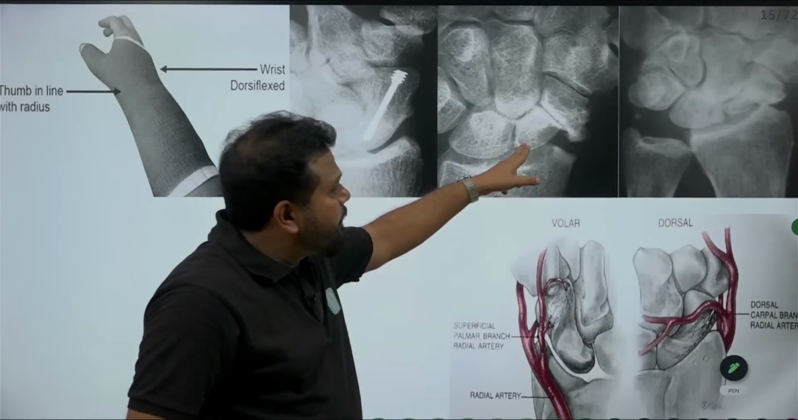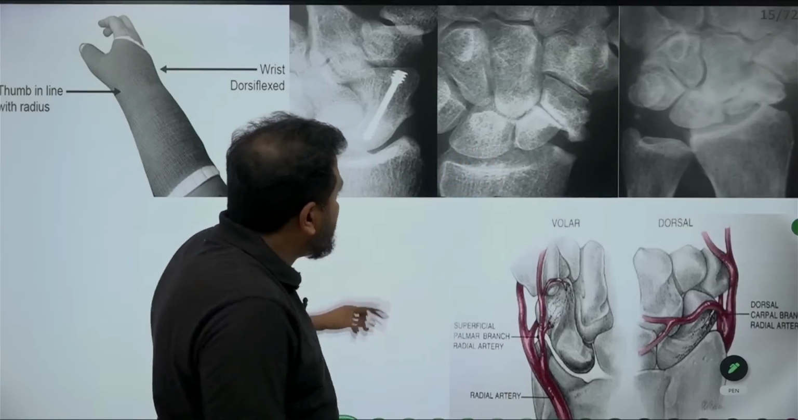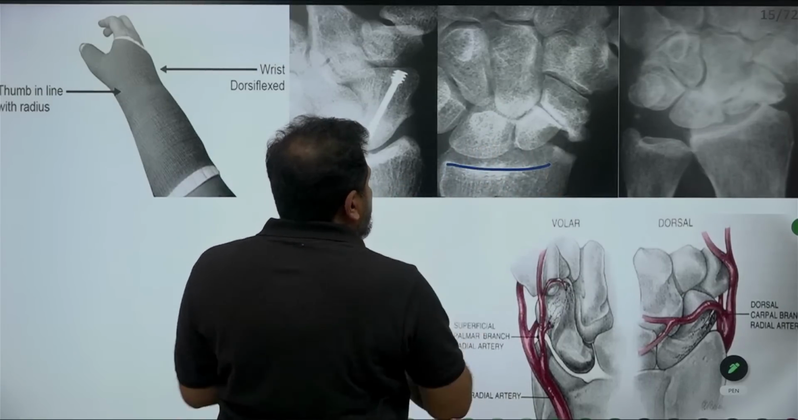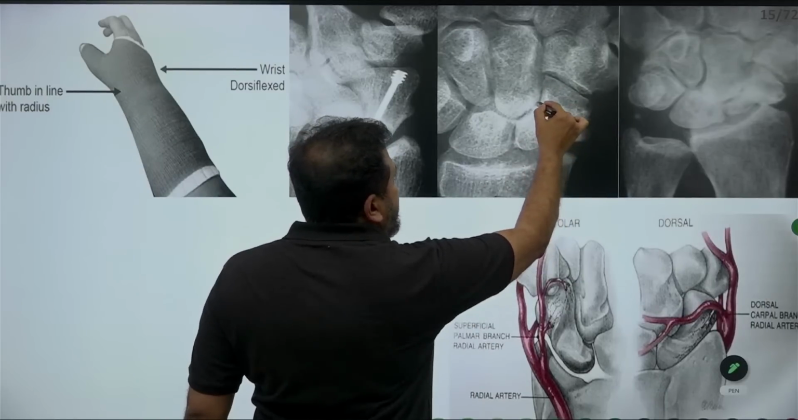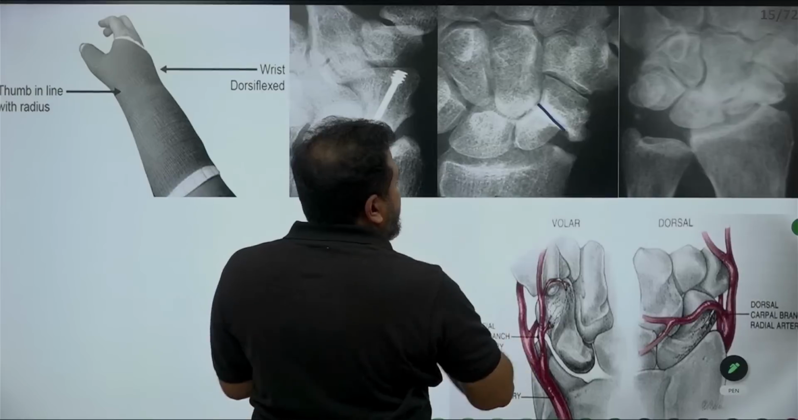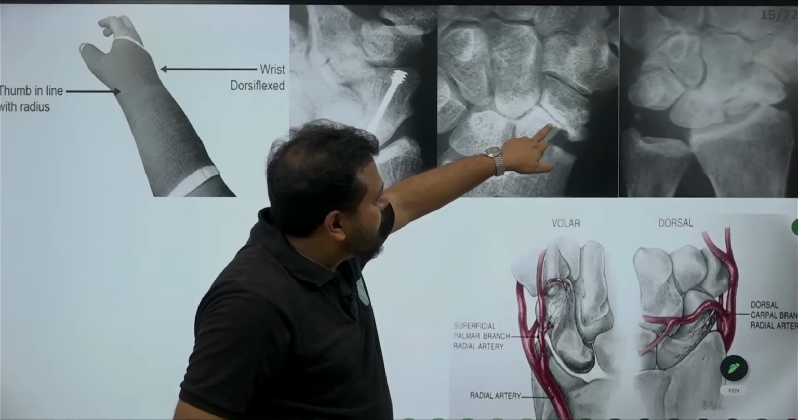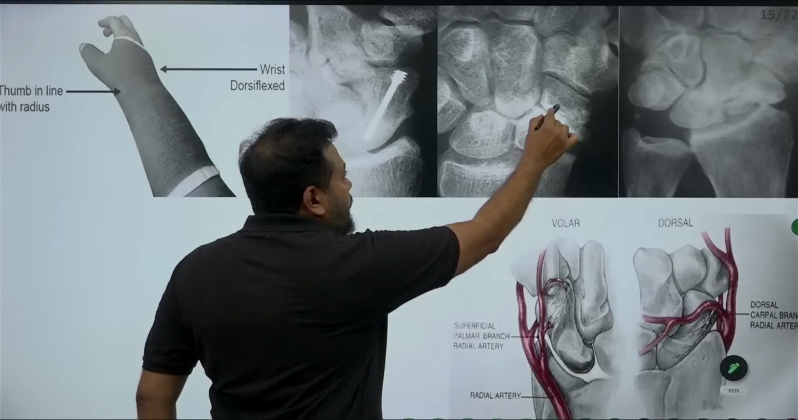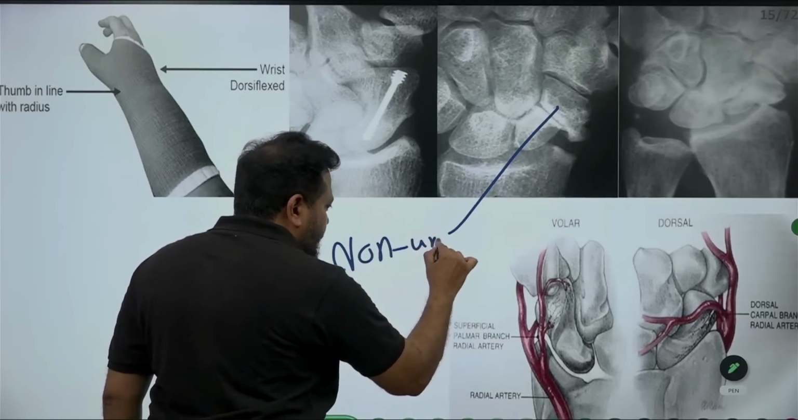What does this image show? Obviously, this is the radius, this is the scaphoid, and you are seeing a scaphoid fracture has happened here, and you see the edges are sclerosed. There is a gap. So this is called non-union of scaphoid.